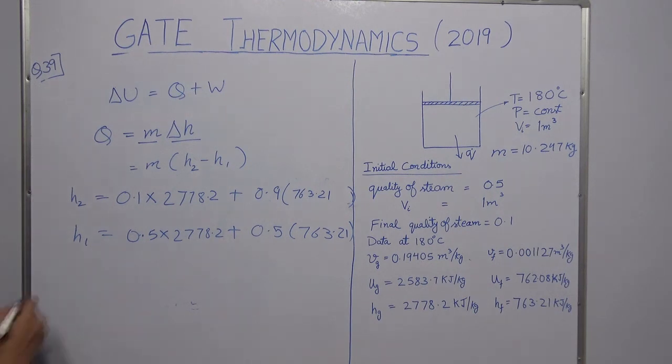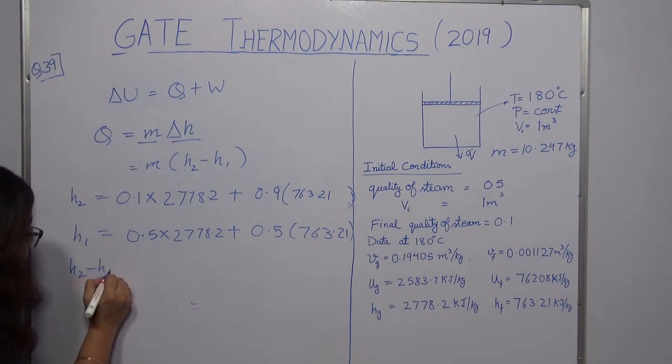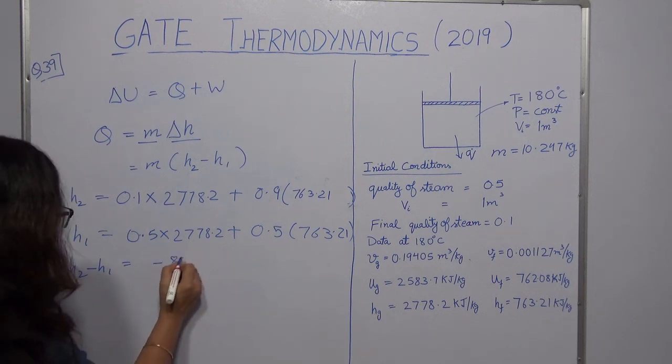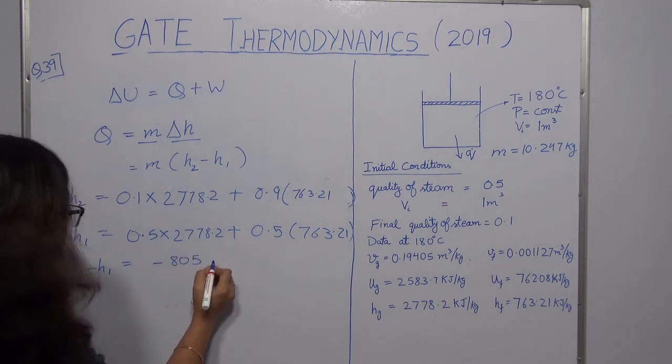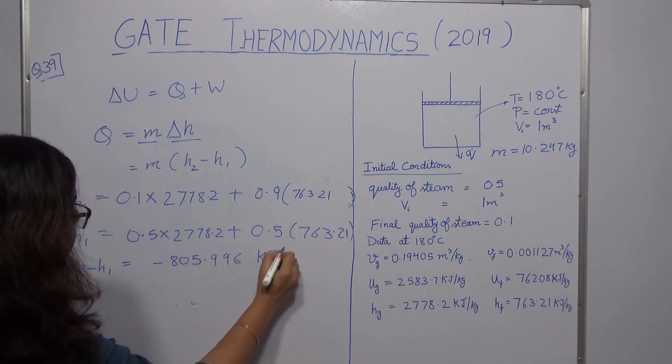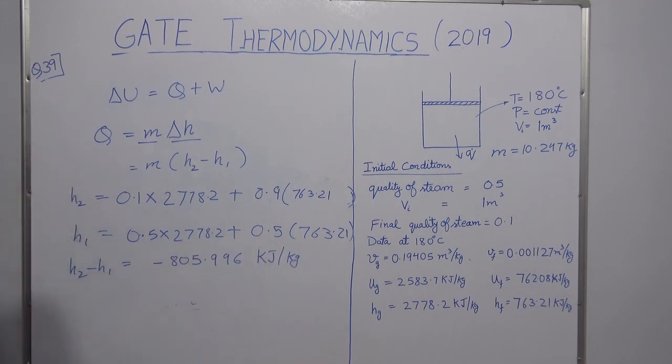Now what will be the difference? Calculated H2 minus H1, that will be equal to minus 805.996 kilojoules per kg. Okay, now everything is simple.